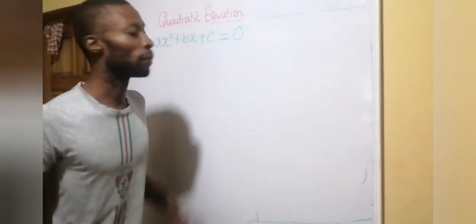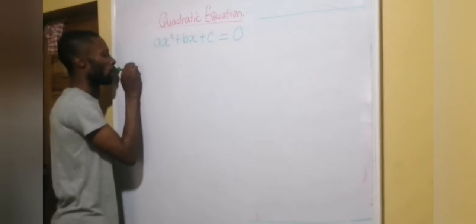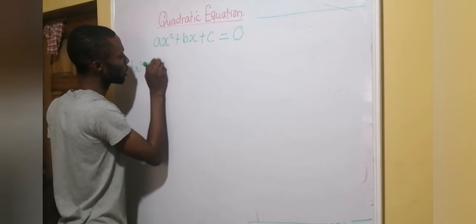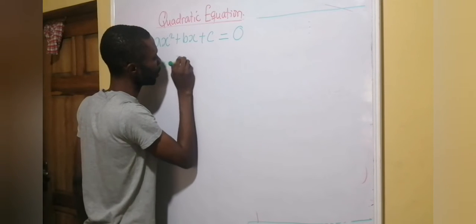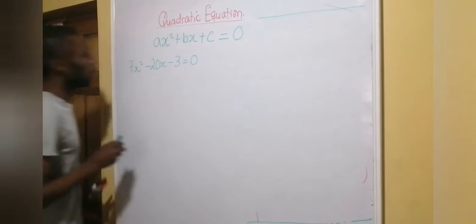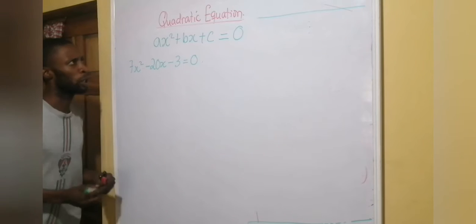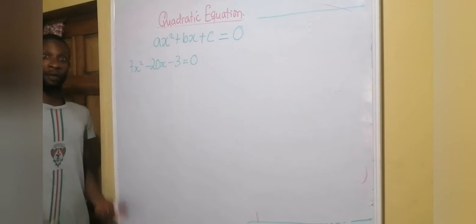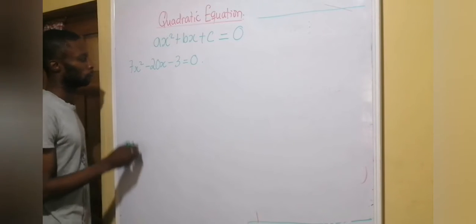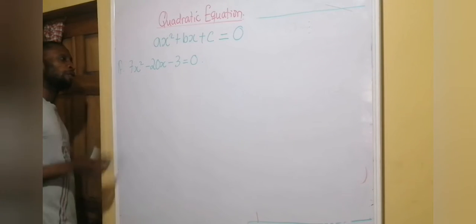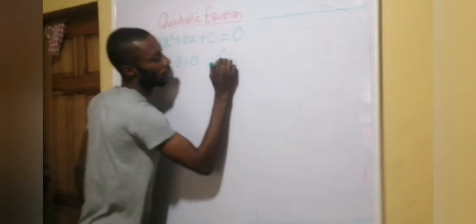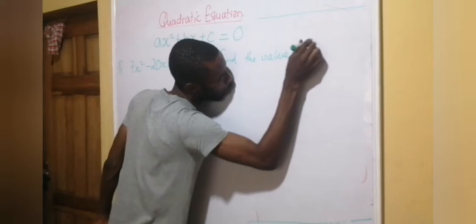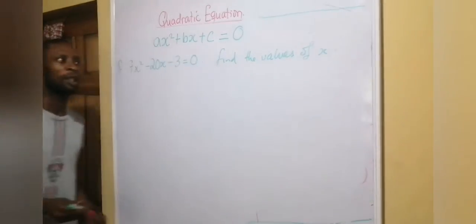Now let's quickly look at an example. If you have 7x squared minus 20x minus 3 is equal to 0, we want to quickly solve this quadratic equation. Find the values of x.